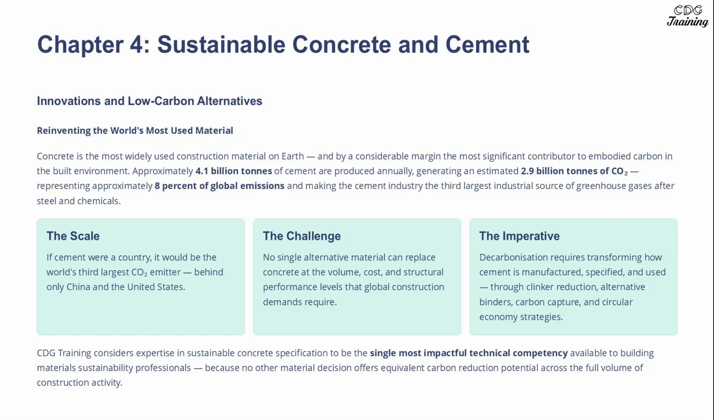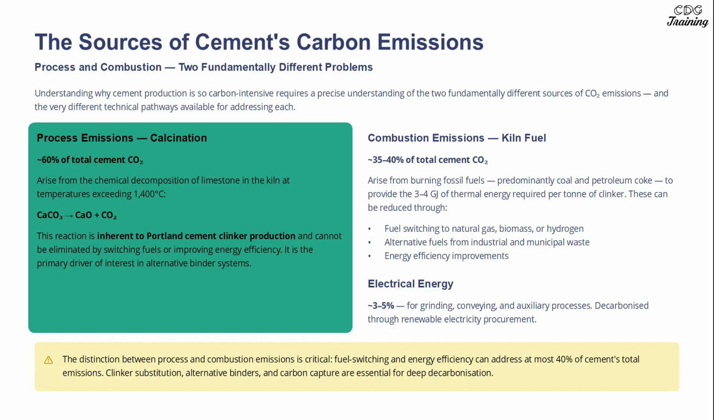The scale of the challenge is immense, but the imperative to act is clear. Transforming how cement is manufactured, specified, and used is essential for a sustainable future. Cement production emits CO2 through 2 main processes: calcination and combustion. Calcination accounts for 60% of emissions, while combustion of kiln fuel contributes 35%.